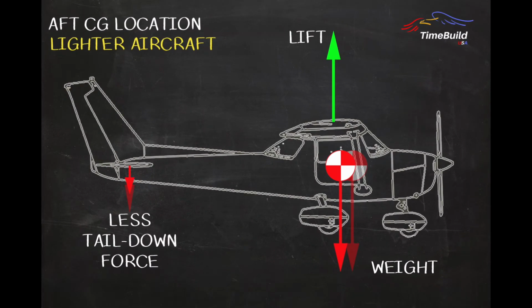With an aft CG, the opposite occurs. As the distance between the center of gravity and the center of lift narrows, there is less of a nose-down pitching force, and therefore less tail-down force is required. This reduces the aerodynamic weight of the airplane.